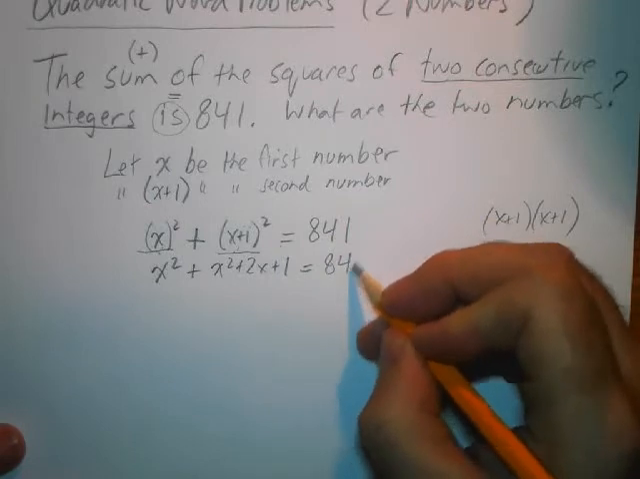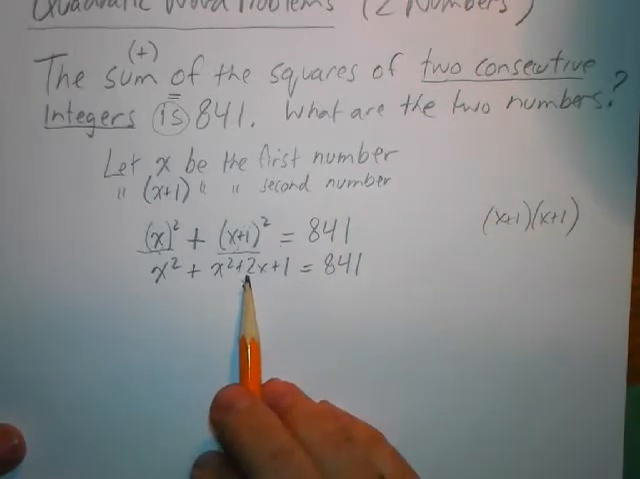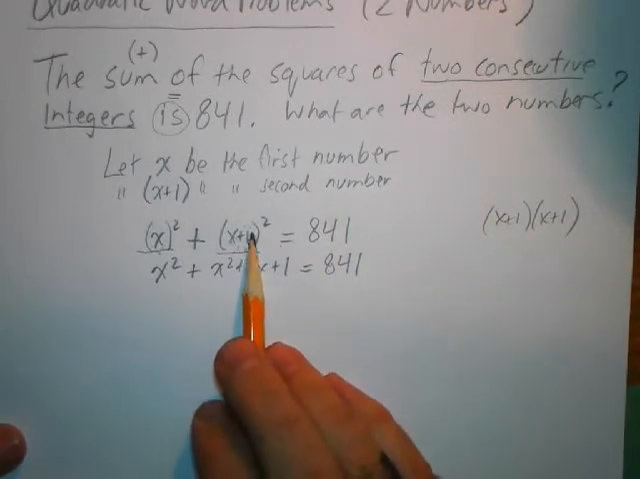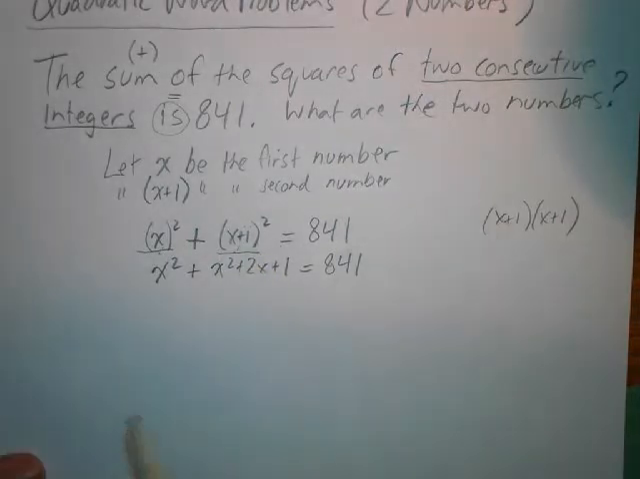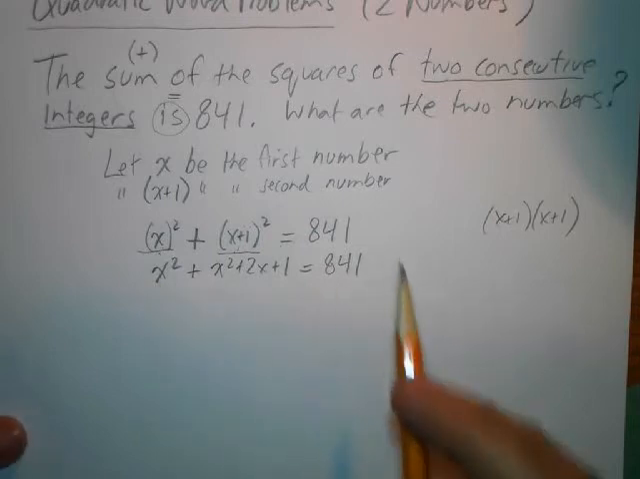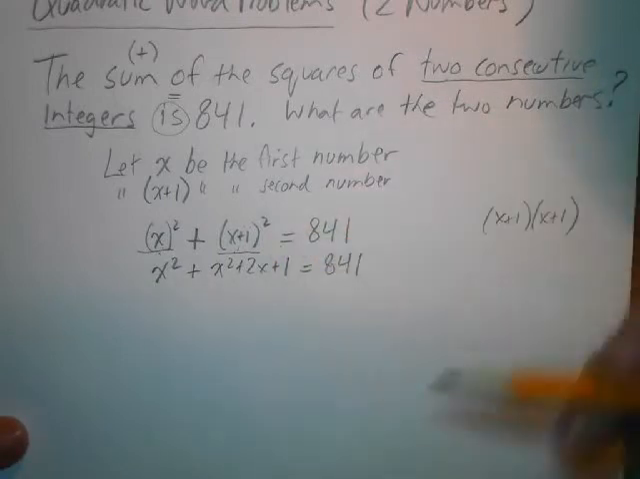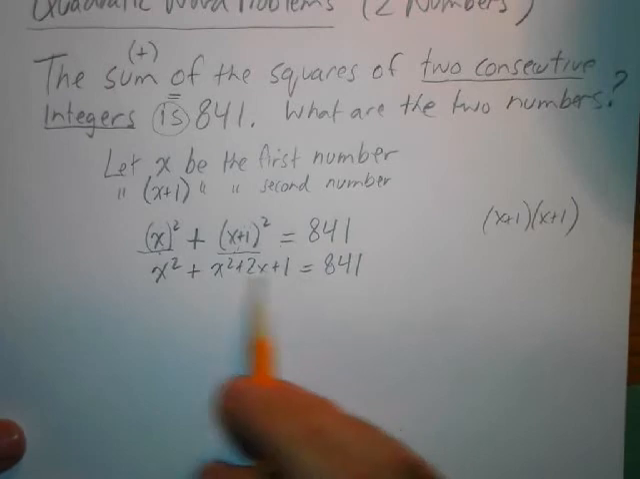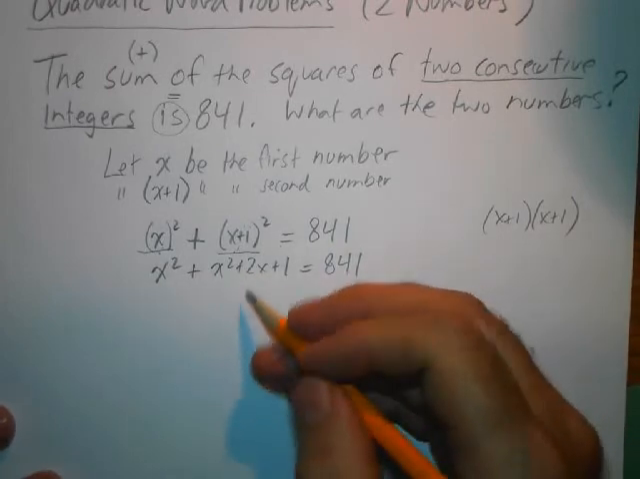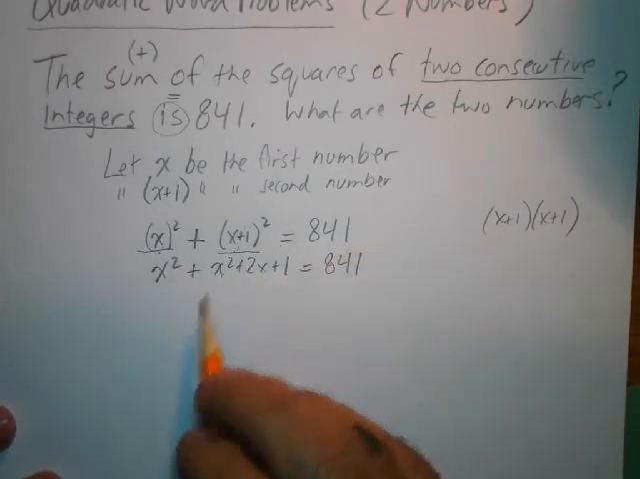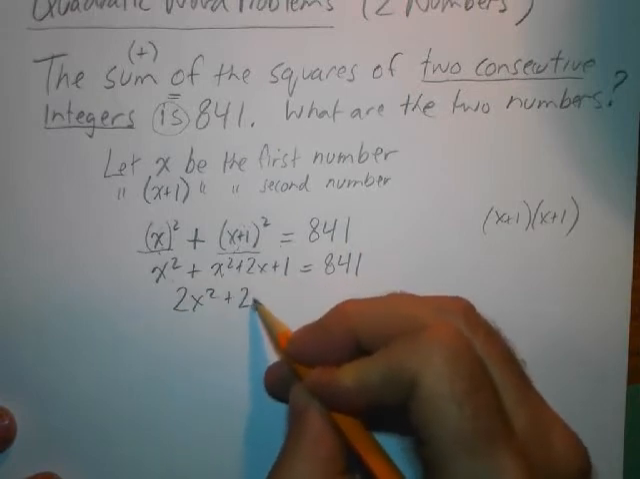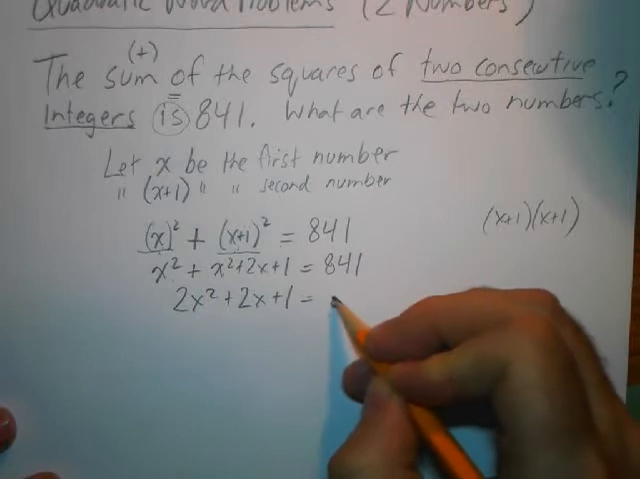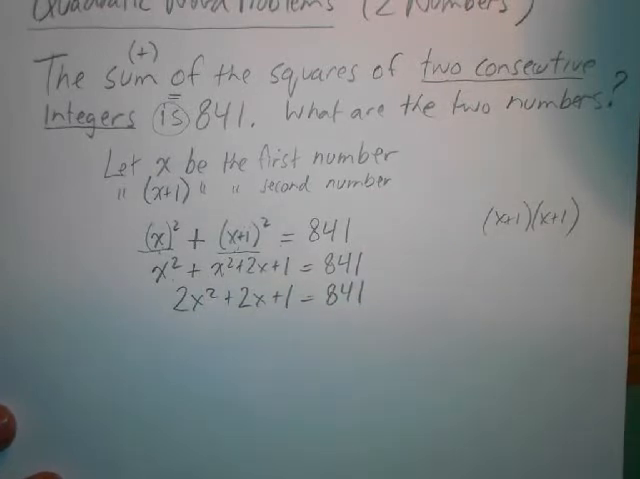Okay, so if you can see, if I just thought that was x squared plus 1, I've totally left out the 2x, and this will not work out right away. So very important that you get this right. Now I can do some simplifying here. So I can add the x squared and x squared to get 2x squared plus 2x plus 1 equals 841. Okay, so I've simplified this side.